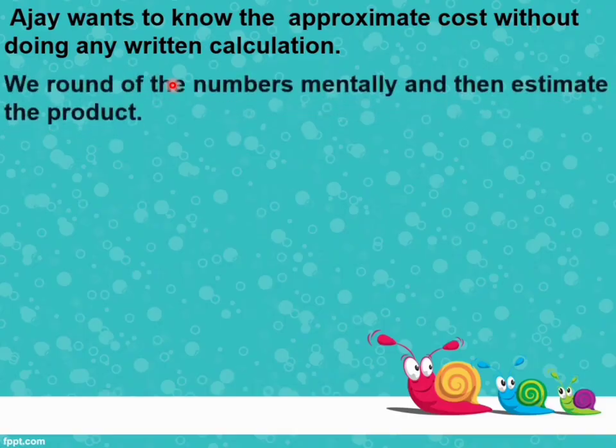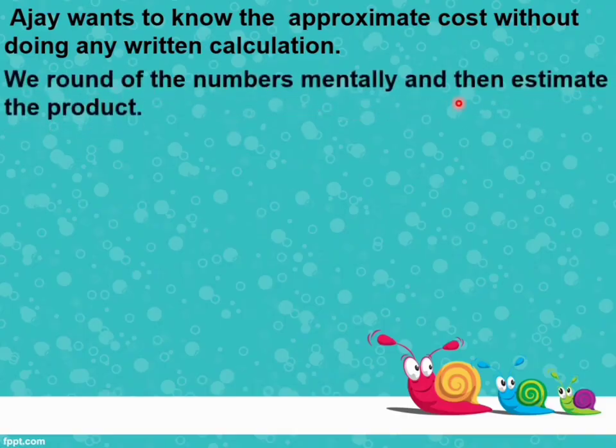So see here, we round off the numbers mentally and then estimate the product. In this situation, what we will do is round off the number, meaning we will take the nearest tens, hundreds or thousands to make a mental calculation. Okay, this is known as estimating the product.